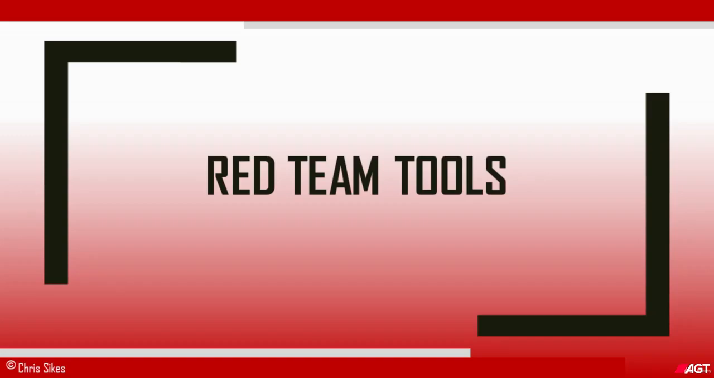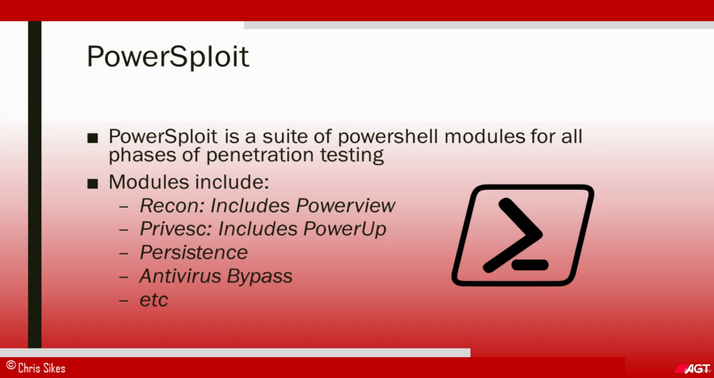In this lecture, I'll go over the common red team tools PowerSploit, BloodHound, Mimikatz, and Impacket. PowerSploit is open source and made up of a whole array of PowerShell modules used to perform all sorts of TTPs, or tactics, techniques, and procedures, ranging through all phases of the penetration testing process.